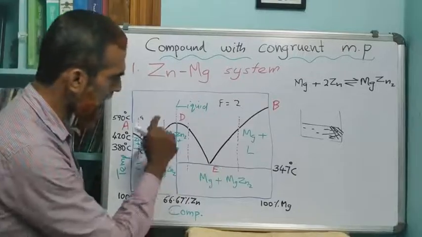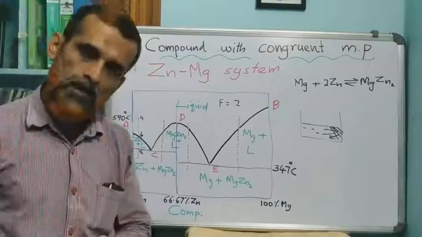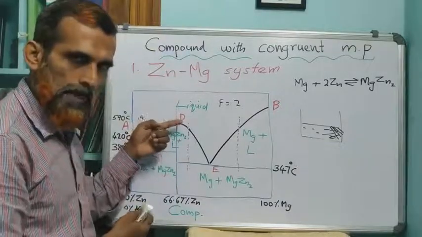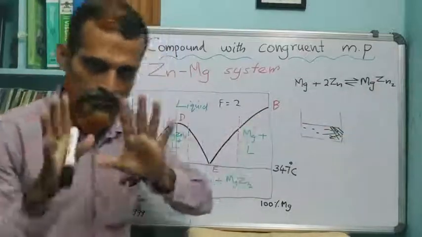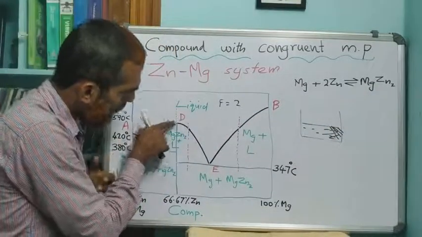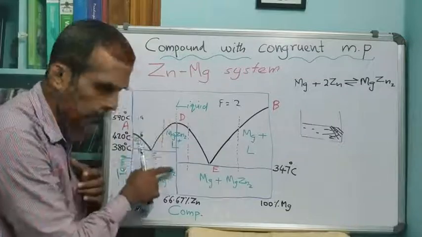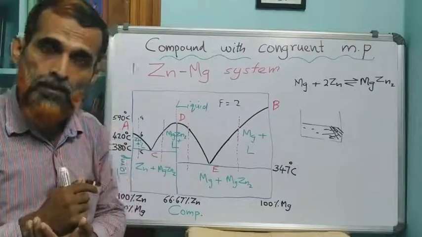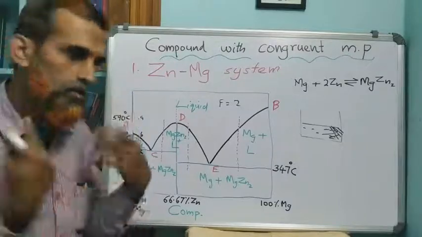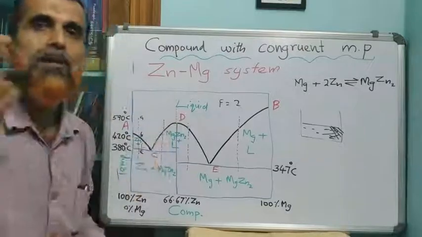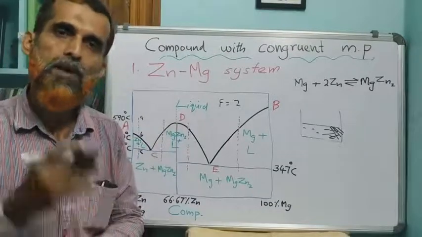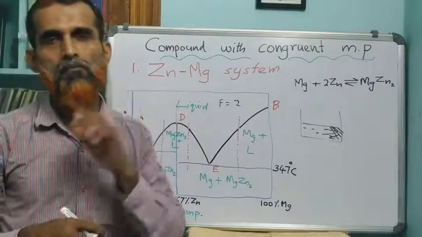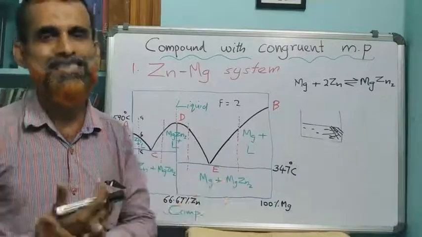If you cool the melt, the whole liquid has solidified into MgZn2, fine, you got the solid. If you heat the compound again, the temperature is raised and it will melt like an ordinary compound. It will melt into the liquid having the same composition. That's why we call it a compound with congruent melting point, or a stable compound.